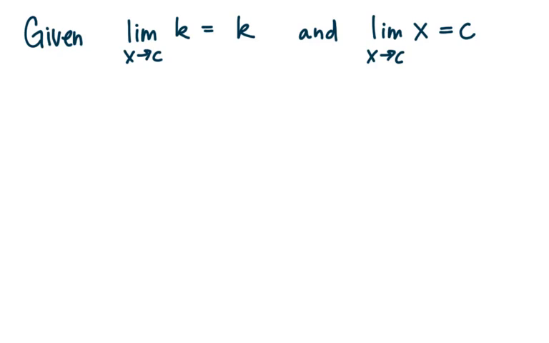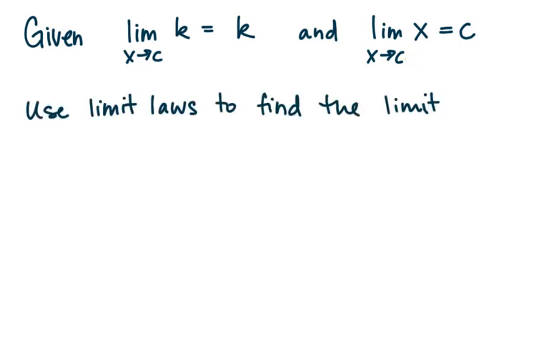So let's conceptualize these rules a little bit. Here we are given that the limit as x approaches c of some constant k is going to be equal to the constant, and the limit as x approaches c of x is going to be equal to c. Essentially, we're just taking that c and plugging it in for x. So here, we're going to use limit laws to find the limit as x approaches c of some polynomial, 2x squared minus 3x plus 1.